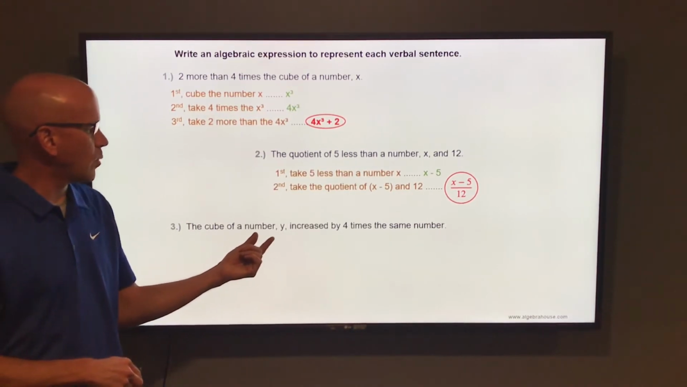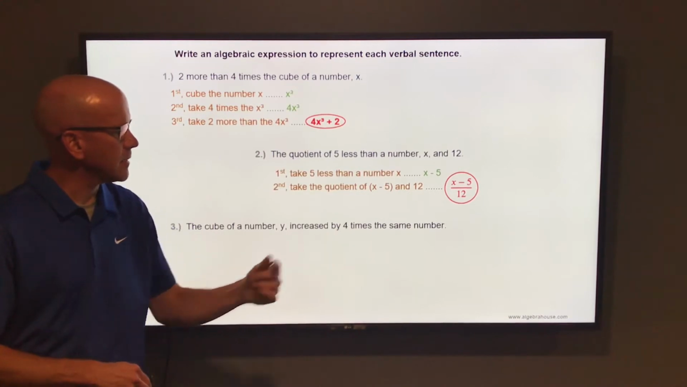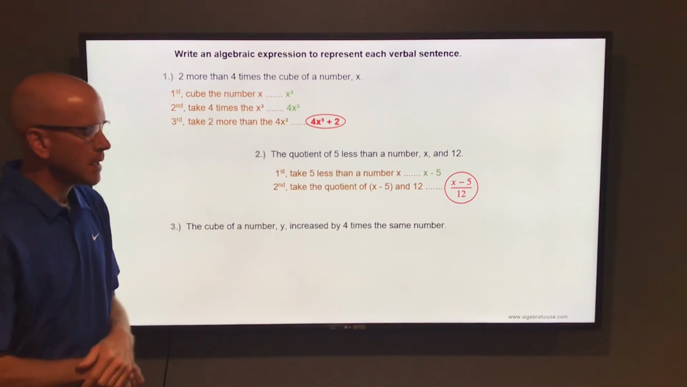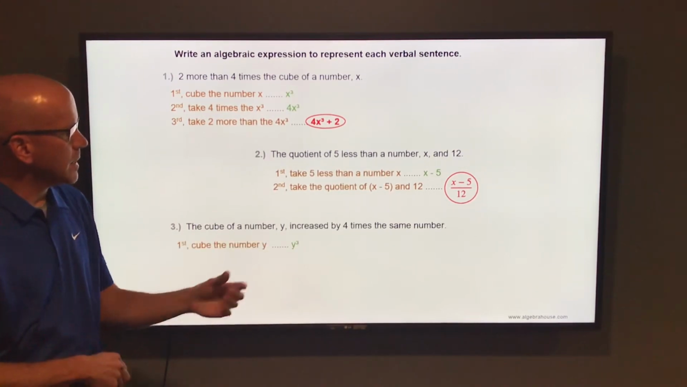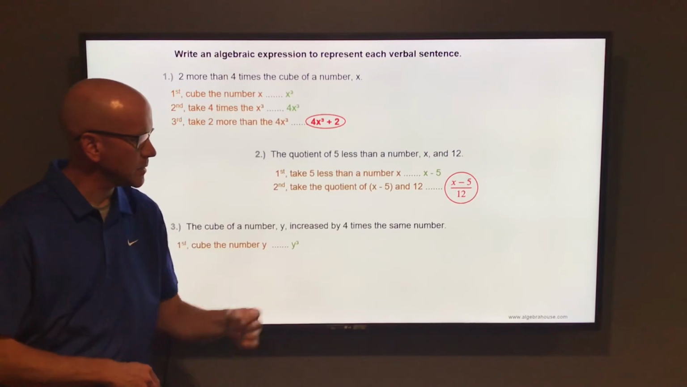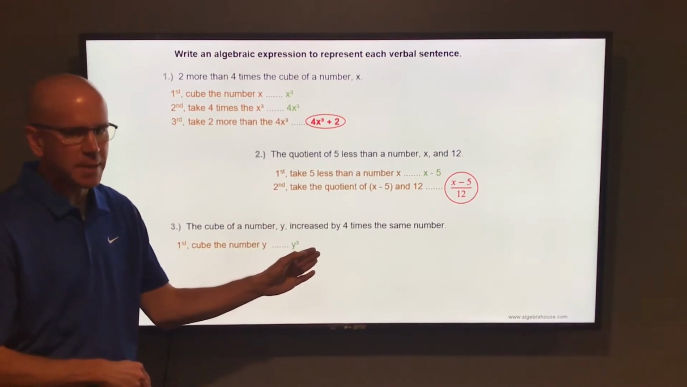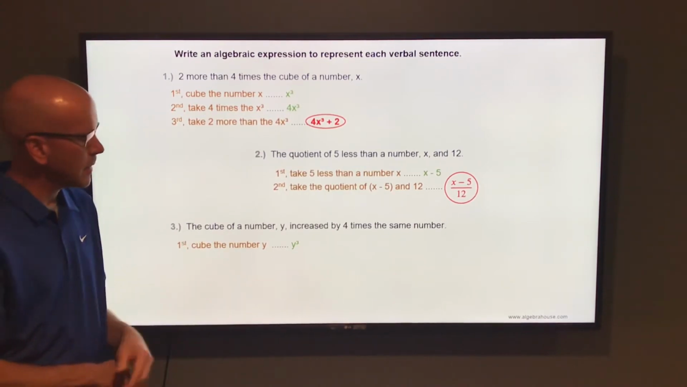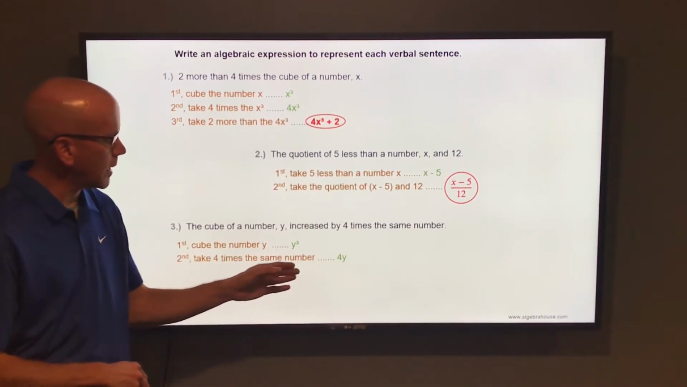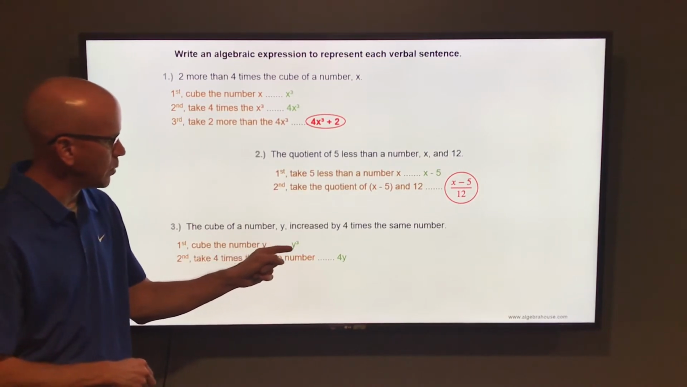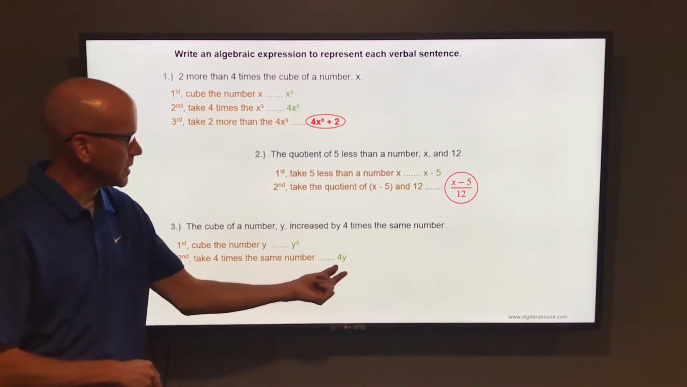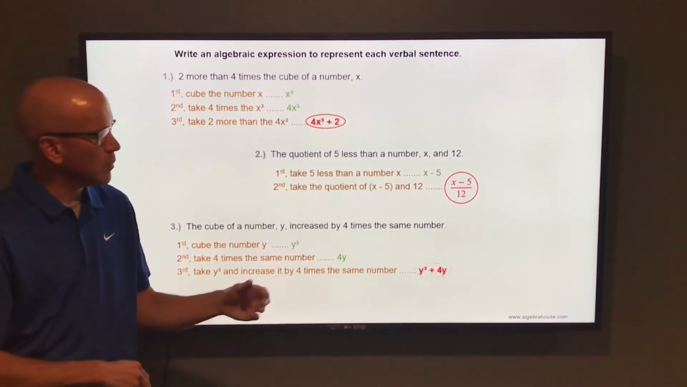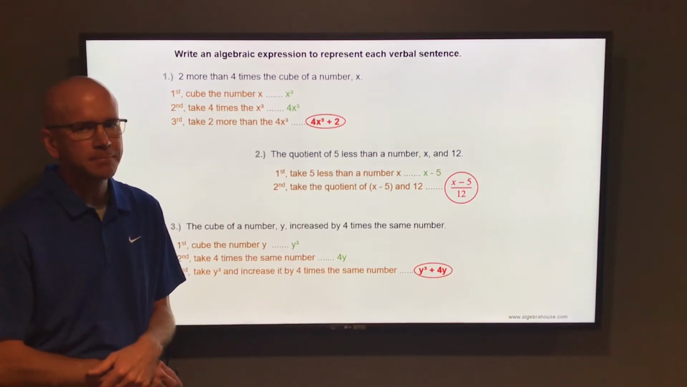The cube of a number y increased by 4 times the same number. The cube of a number y right there is where you can start. That is y to the 3rd power. Increased by 4 times the same number. So increased means we're going to be adding, and 4 times the same number would be 4 times y. So 4 times the same number is 4y. The cube of the number y is y to the 3rd. And we're increasing this y to the 3rd by 4 times that same number. That would be y to the 3rd plus 4y.